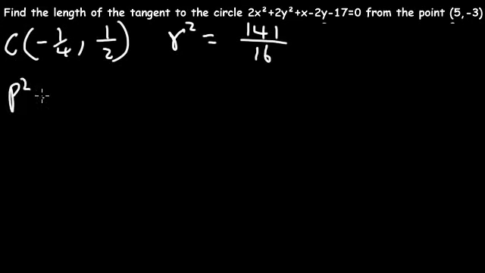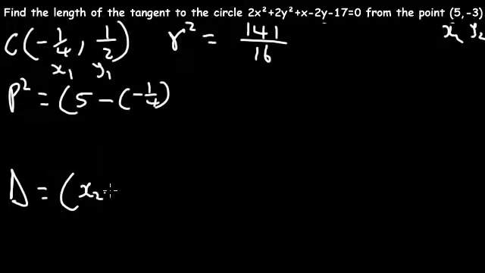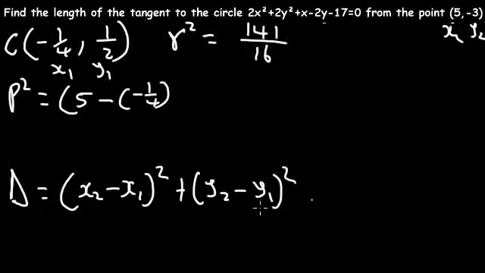So what will be p squared? Because p squared is simply equal to the distance between c and whatever point is given to you. So let this be my x1, this my y1, and this my x2, this my y2. So p squared will be equal to x2, which is 5, minus x1, in the bracket negative 1/4. Keep in mind, the distance formula says that d is simply equal to x2 minus x1 all squared plus y2 minus y1 all squared. If you are looking for the magnitude, then you take the square root. If you are looking for the square of the distance, we leave it like that, without square roots. Perfect.